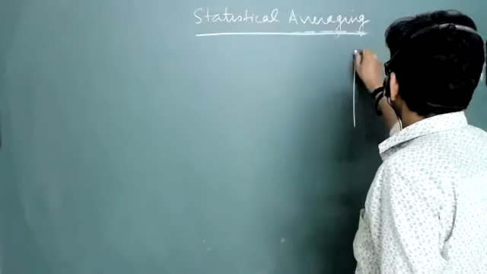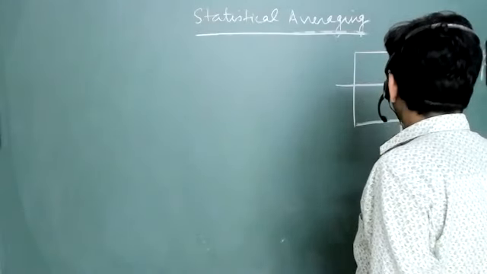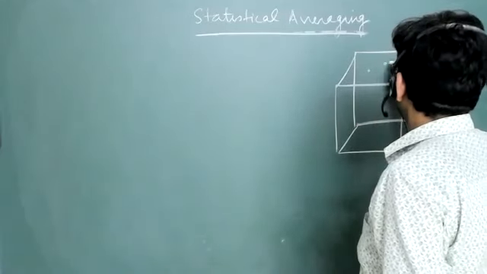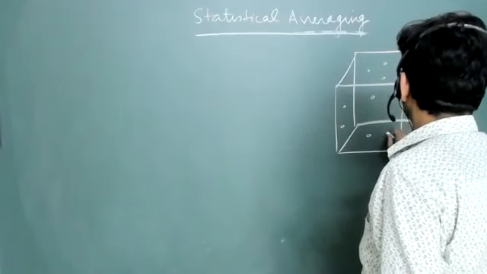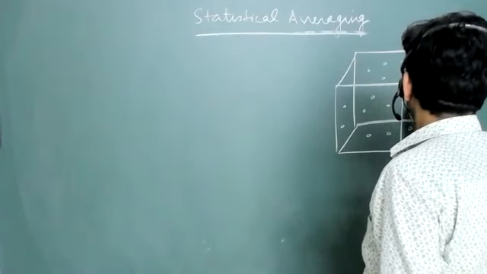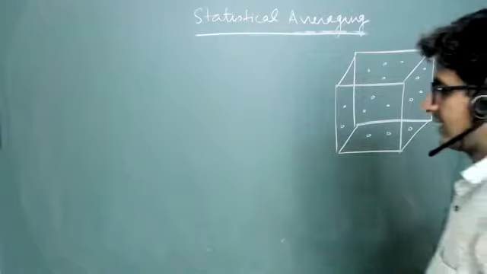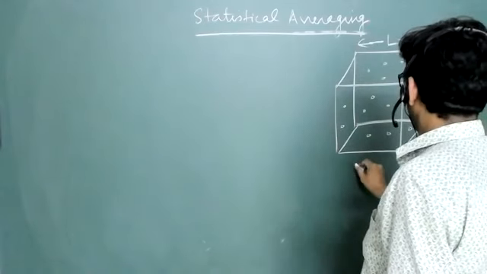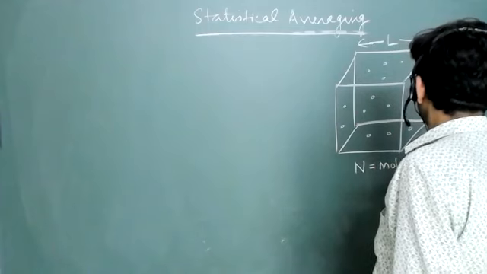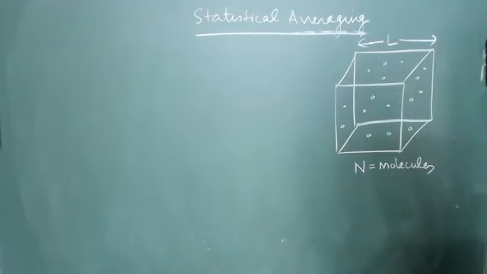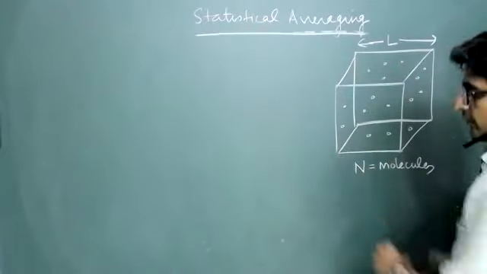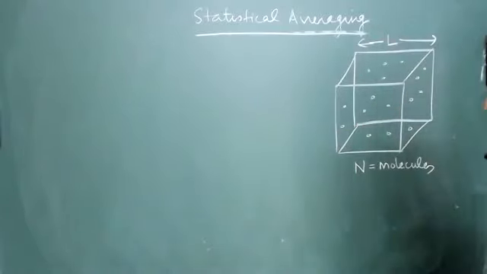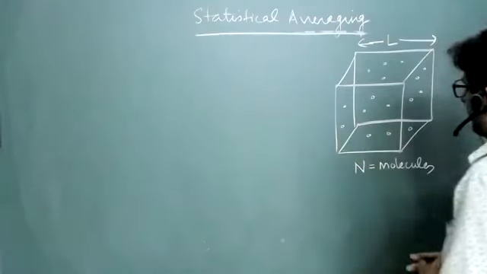एक मैं बॉक्स ले रहा हूं और इस बॉक्स में I will consider many molecules. Okay. So I will consider a box, and this box will be of length L. It will be having n number of molecules in it. Okay. And these molecules are in a state of random motion. They will be bombarding the walls of this container, and because of that there will be a pressure on the walls of the container, right?